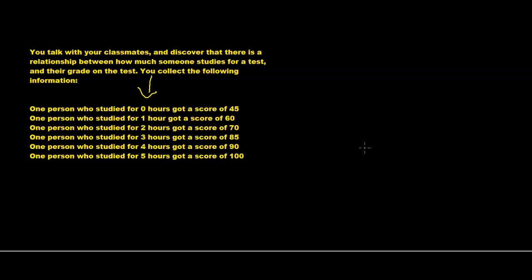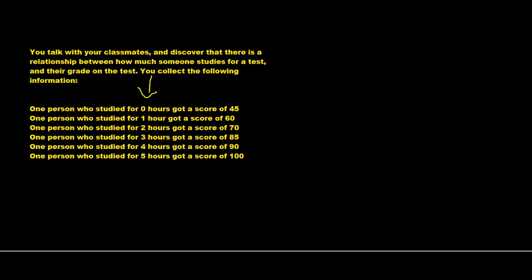A person who studies for 0 hours got a score of 45. Studied for 1 hour, score of 60. Someone studied for 2 hours, got a score of 70. Someone studied for 3 hours, got a score of 85. Someone studied for 4 hours, got a score of 90. And finally, one person who studied for 5 hours got a score of 100, a perfect score. Okay, so this is a functional relationship.